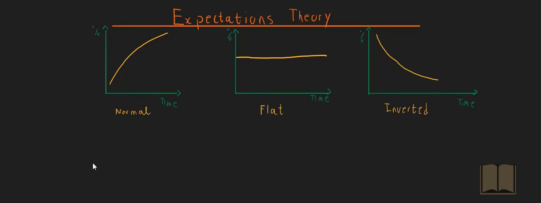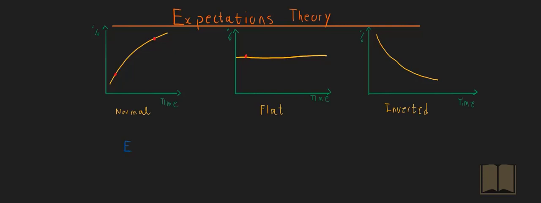The normal yield curve says that interest rates in the short term are lower than interest rates in the long term. The flat yield curve says that there is no difference between short-term interest rates and long-term interest rates. The inverted yield curve says that interest rates in the short term are higher than interest rates in the long term.